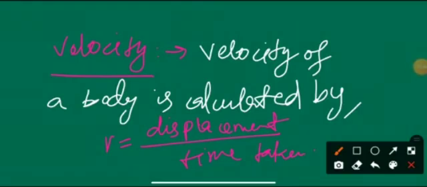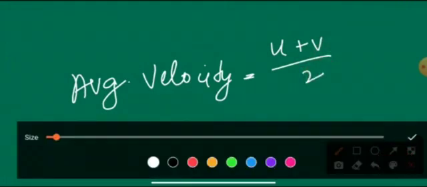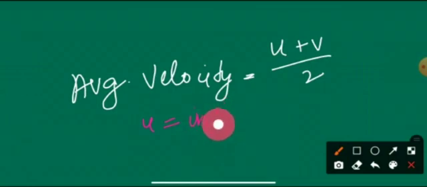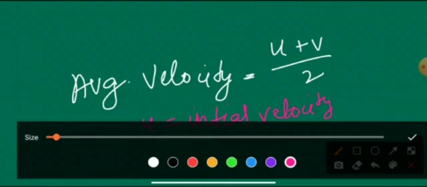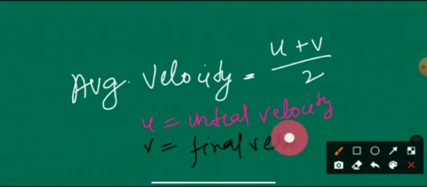After this, we will talk about average velocity. Average velocity can be written as (u plus v) upon 2. What is u? u is equal to initial velocity. Initial means starting, the velocity with which a body started its motion. What is v? v is the final velocity. And what is 2? 2 is a constant number. By this way, we can calculate the average velocity of a body.